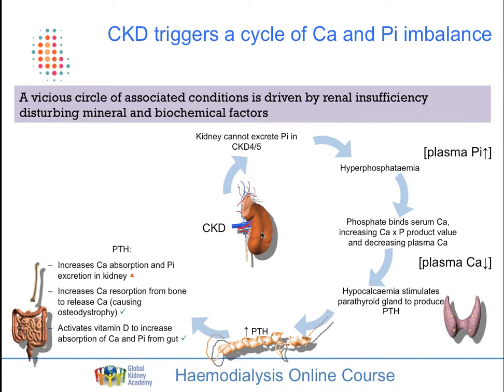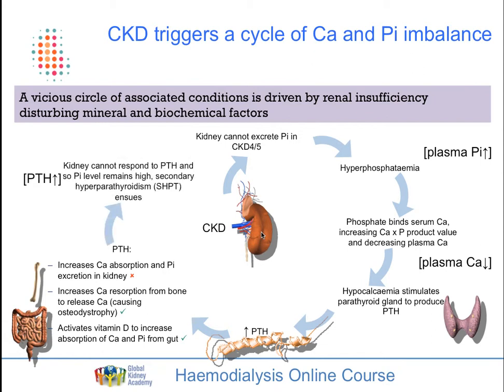And that PTH leads to increased calcium absorption. But of course, you can't get rid of the phosphate excretion because in the kidneys you have less nephron mass. Increased calcium resorption from the bone, leading to hypercalcemia and causing renal osteodystrophy, and activating vitamin D to increase calcium and phosphate reabsorption from the gut.